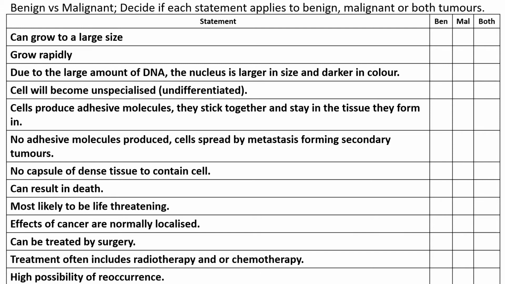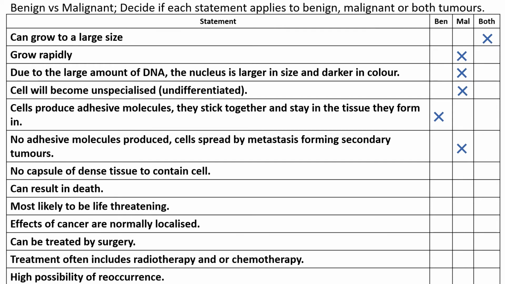So in terms of characteristics, can grow to a large size is both. Rapid growth is associated with malignant. It has a larger, darker nucleus is malignant because of the large amount of DNA. The cells are unspecialized is malignant. Cells produce adhesive molecules that stick together and stay in the tissues, actually that's benign, they're all lumped together in one big lump. No adhesive molecules is malignant because we can have what's called metastasis. We'll come on to that in a second.